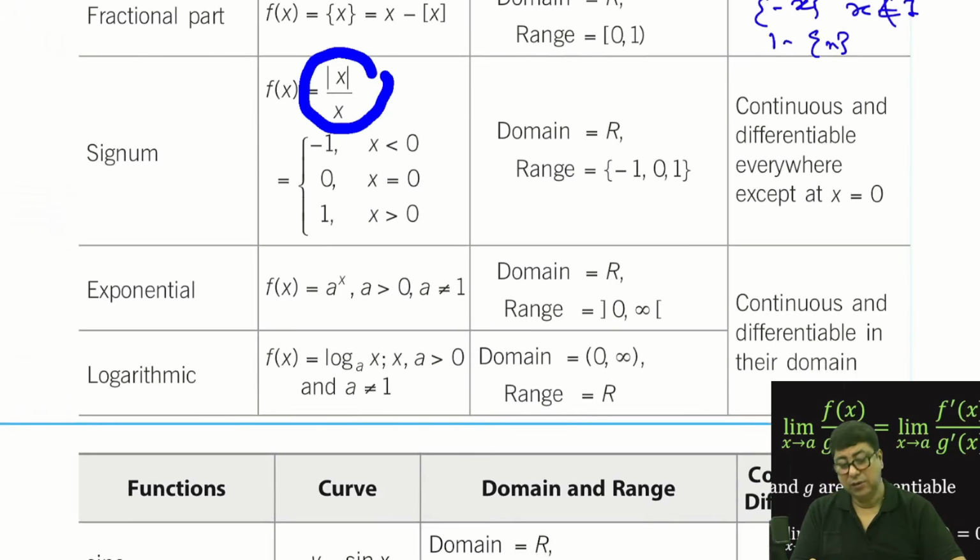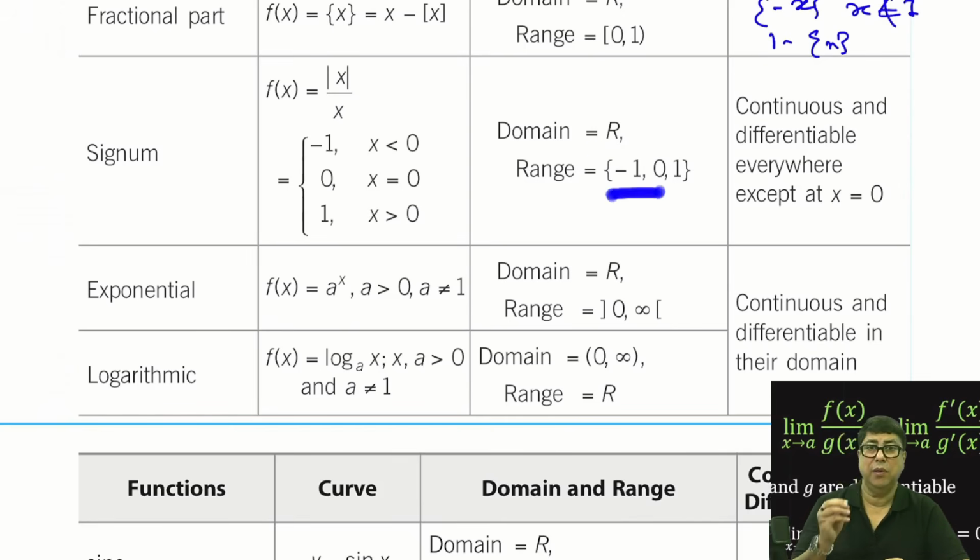mod x by x, where x less than 0, it is minus 1. When x equal to 0, it is 0. When x greater than 0, it is coming to be 1. So the domain of the signum function is R, but the range, whatever may be the function within the signum, the domain is R, but the range is this. Okay.